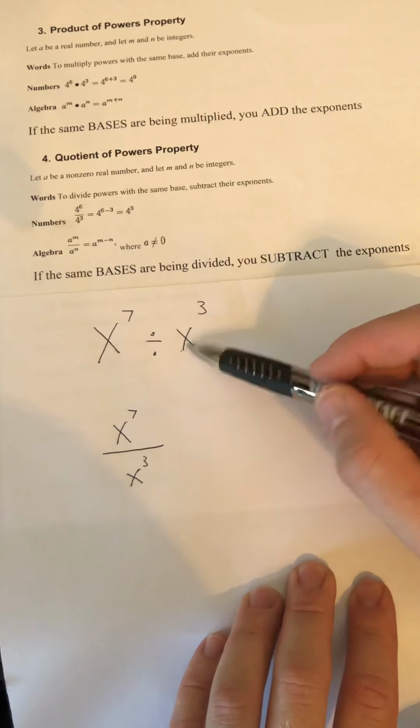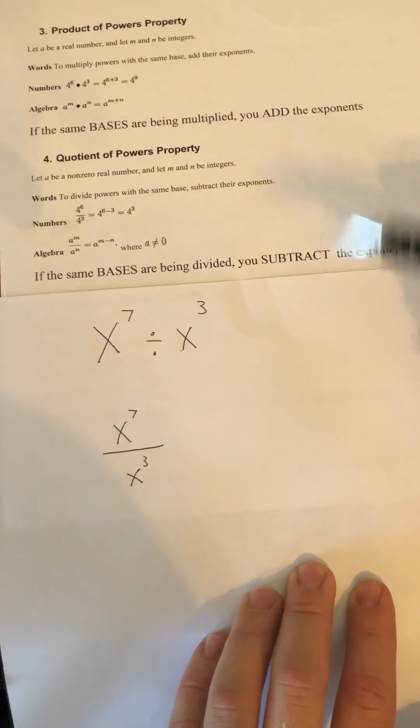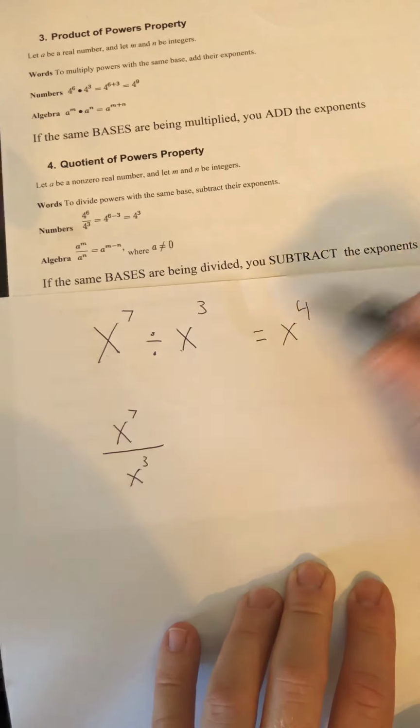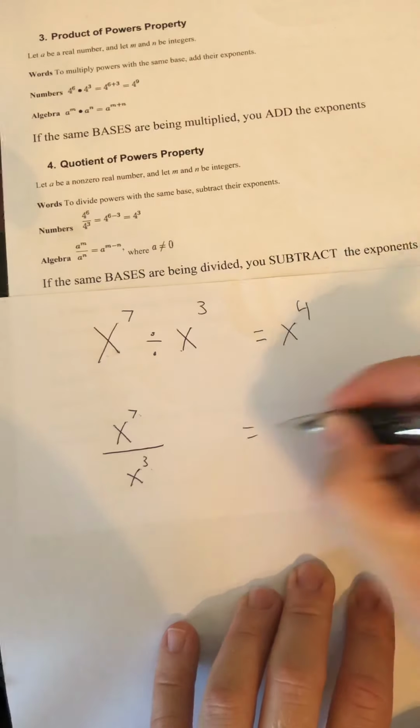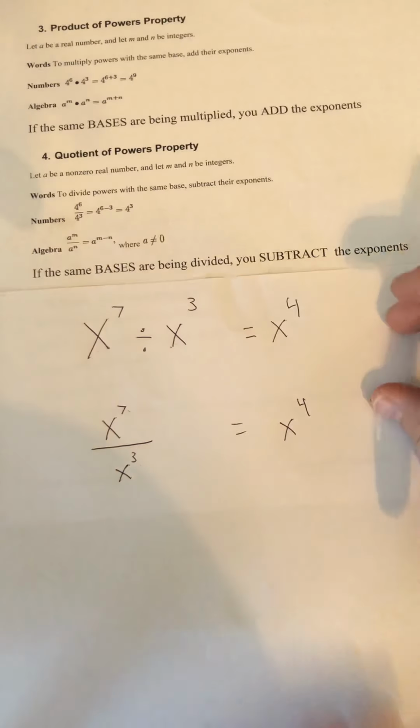If same bases are being divided, you subtract the exponents. 7 minus 3 is 4, so x to the 4th. Okay, same bases, you subtract the exponents.